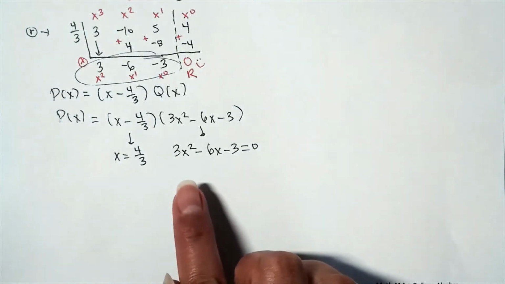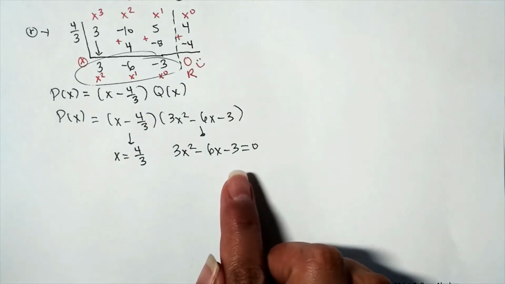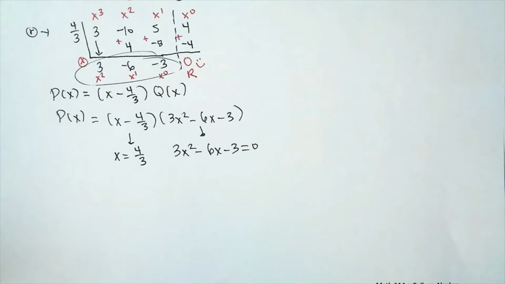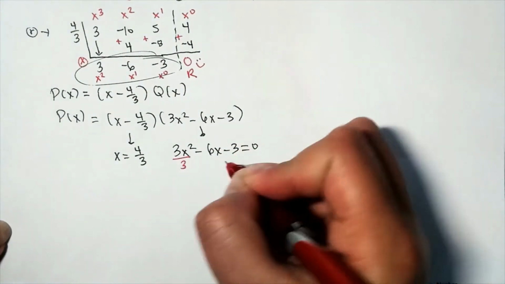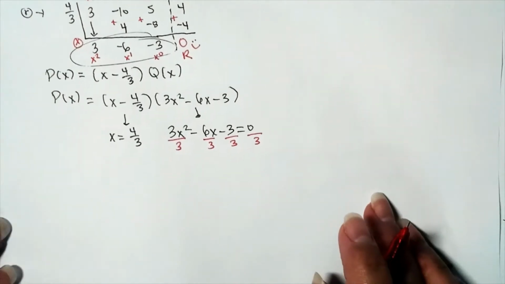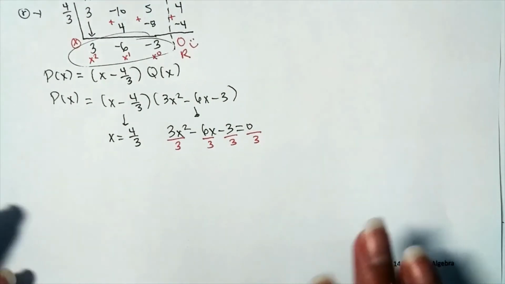Well, I want to point out that 3, 6, 3 have a common factor of 3. So let's go ahead, tone down the numbers by dividing both sides by 3. In my made up math words, I'm going to say reduce the equation, but don't tell my boss that I say that.